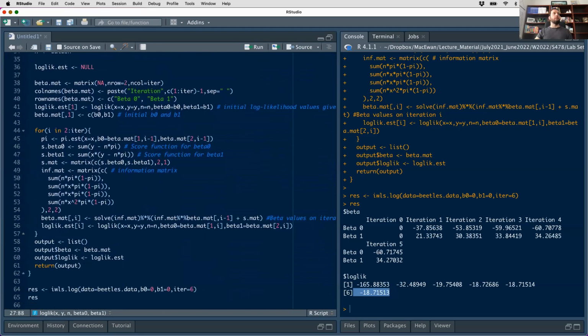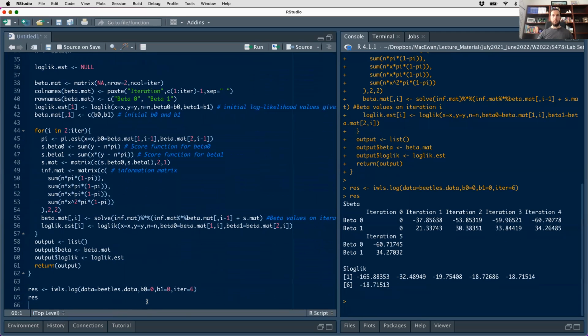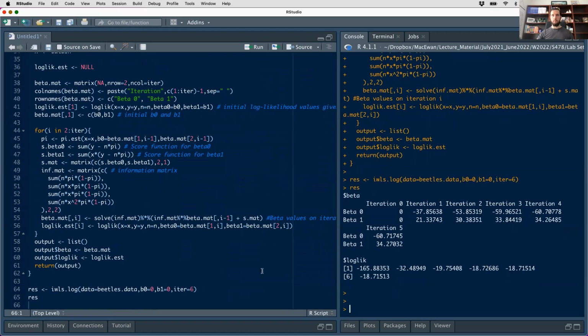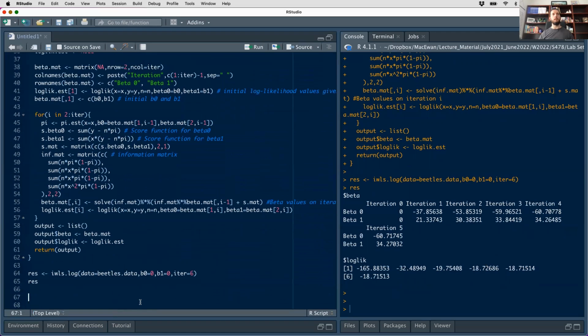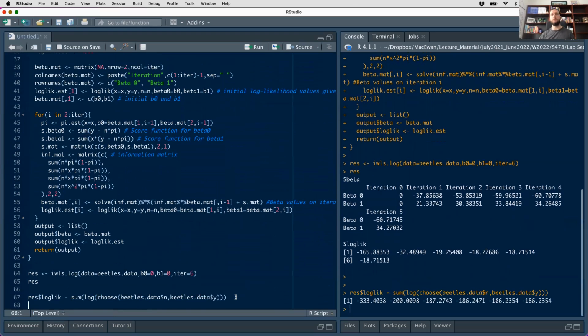Now, if we wanted to get the exact same value back, we can simply take the log likelihood values here and subtract off that constant. And if we do that, you can see then we end up with the value that was reported in lecture. So negative 186.2, sorry, I said 186.7. It should have said 0.2.